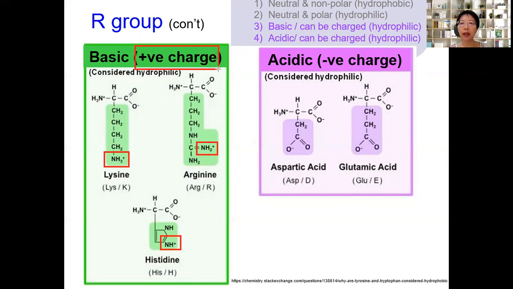Now on the right side, this is an acidic R group because it's got the carboxyl or carboxylic acid group. So when the H plus reacted with the base, whatever left is COO negative. So therefore it can be negatively charged.